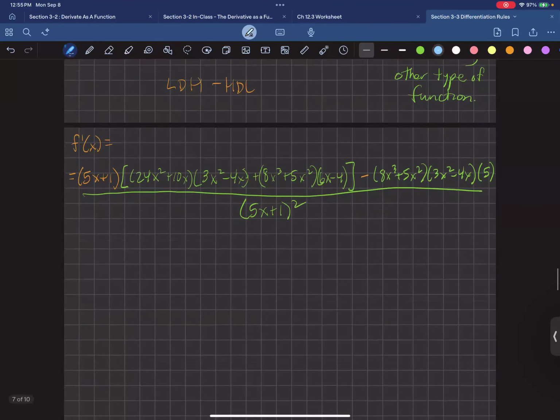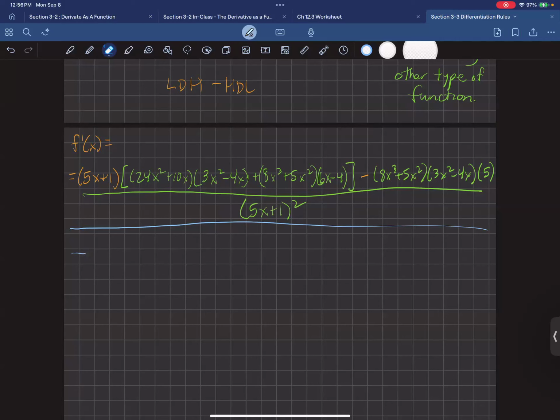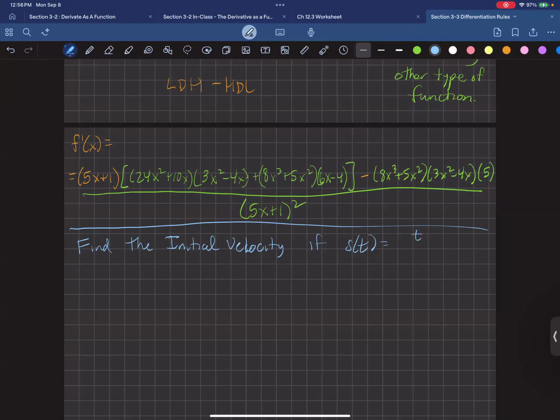Finally, find the initial velocity, if s of t equals t over t squared plus 1.